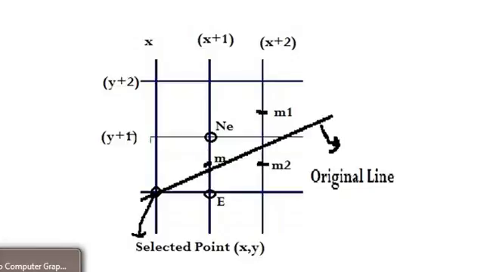In this session, we discuss the midpoint line drawing algorithm. Here we take a line of which slope is less than 1. So here we get slope is equal to dy by dx. If dy is more and dx is less, means change in y is more and change in x is less, and the line moves like this.